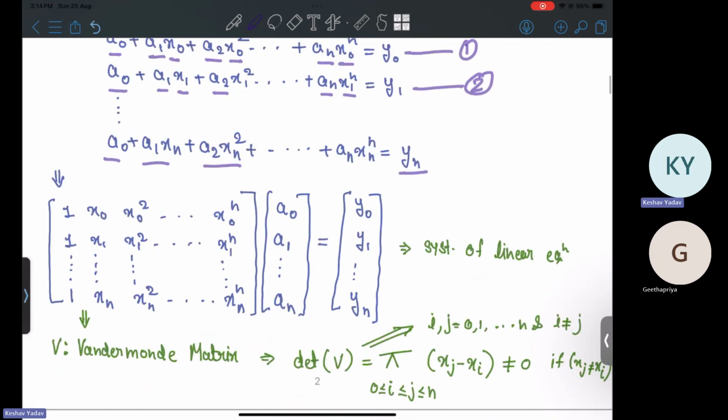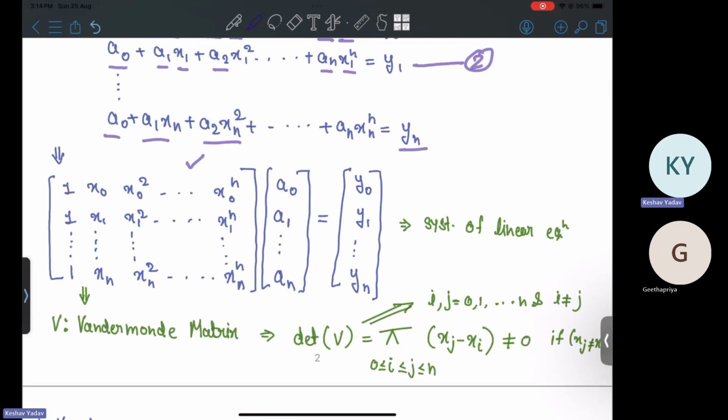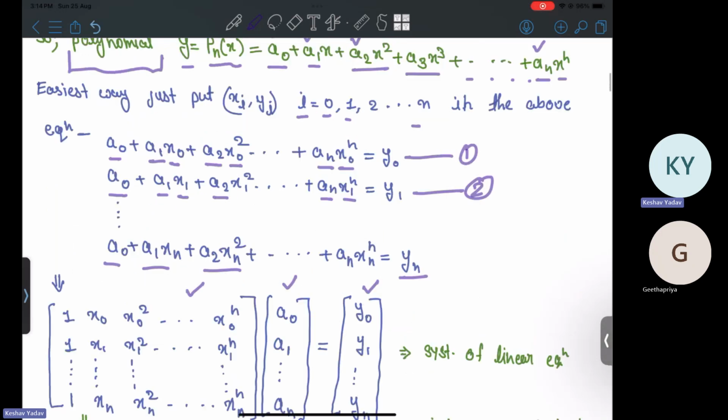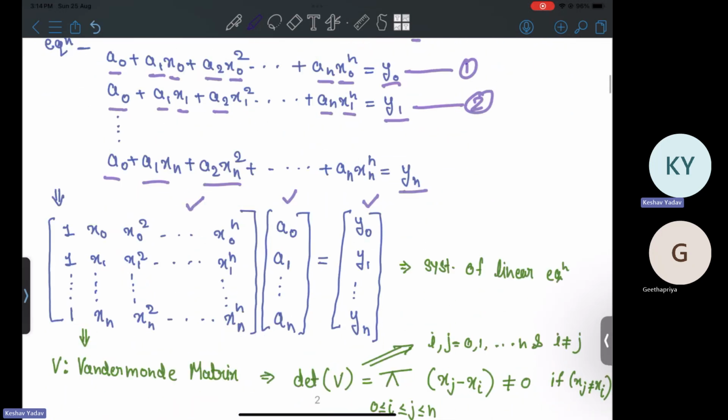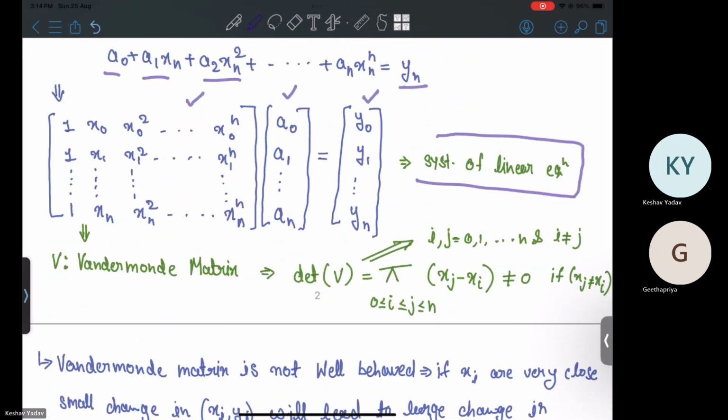So if this set of n+1 equations I represent in matrix notation, this is what I will get. This is my coefficient matrix, this is my unknowns, and this is the right hand side of the system of linear equations. Since x0, x1 up to xn are known, and y0, y1 up to yn are all known, this is nothing but a system of linear equations. We can solve this system using any linear solver.